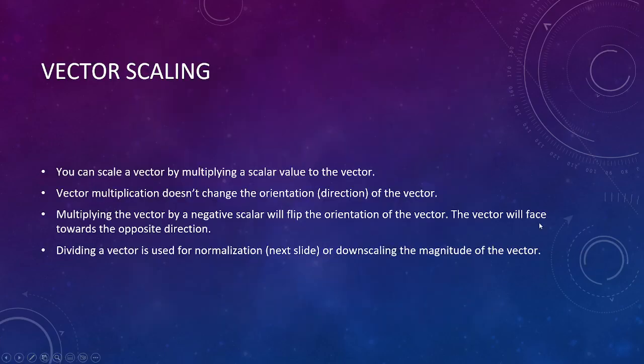Now we go to vector scaling. So you can scale a vector by multiplying a scalar value to the vector. So the vector multiplication doesn't change the orientation or direction of the vector. However, if you multiply it with a negative scalar, it will just flip the orientation of the vector. Dividing a vector is used for normalization or downscaling the magnitude of the vector.